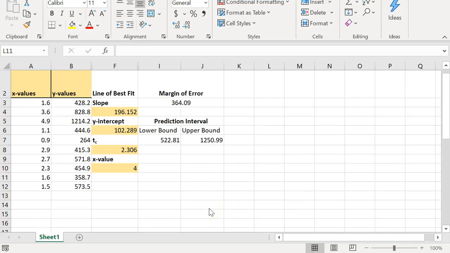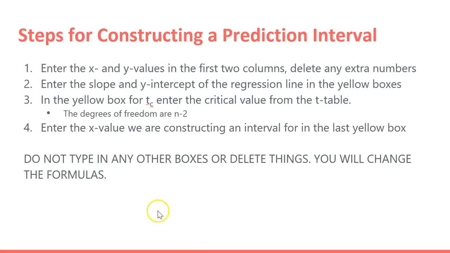And so when you're using this, it's very important that you only type in the correct spaces and don't delete other things, because it will mess up the formulas that are being used to calculate these numbers. Okay, so you're going to put in X and Y values, and then you're going to type something in these four yellow boxes: slope, y-intercept, t sub c, and then the X value that we are using. All right, so let's do an example.